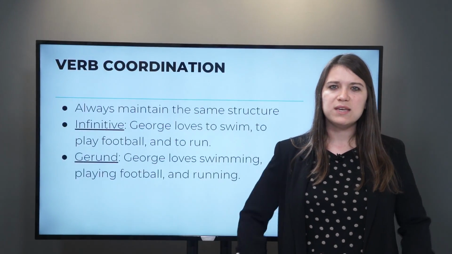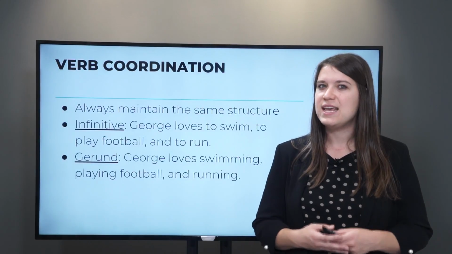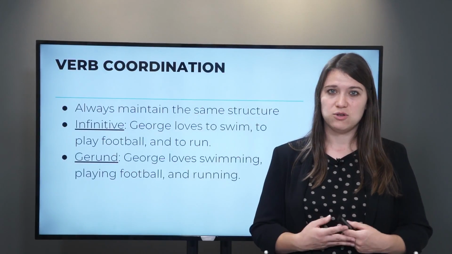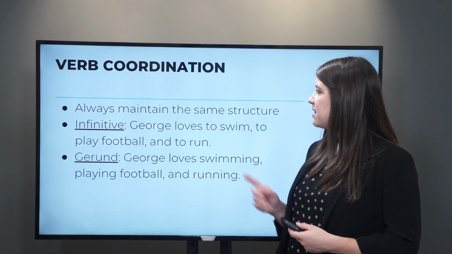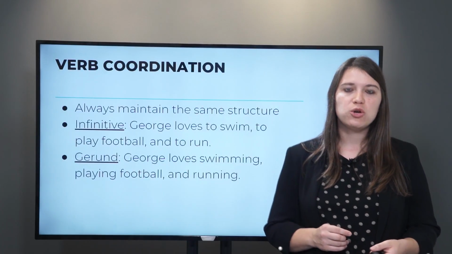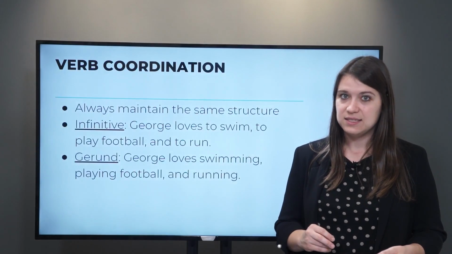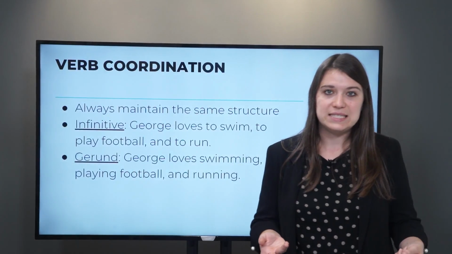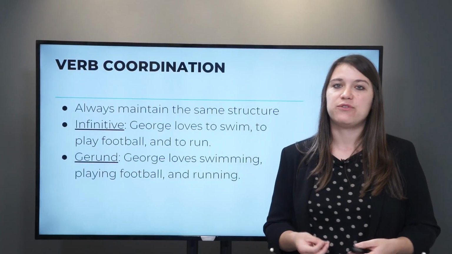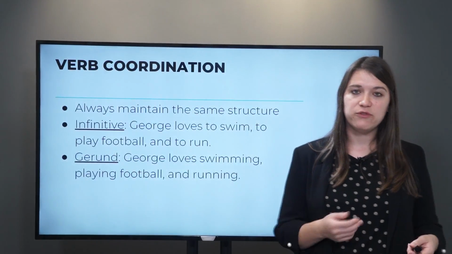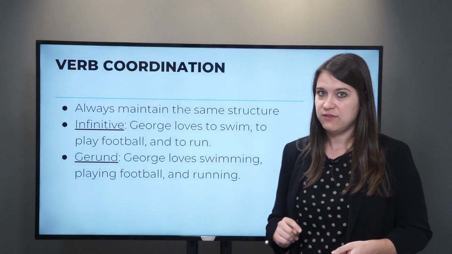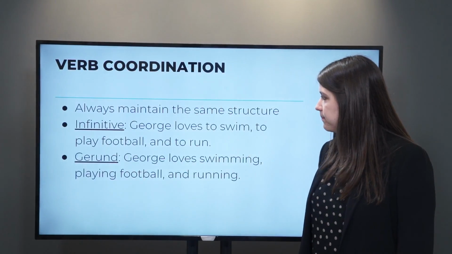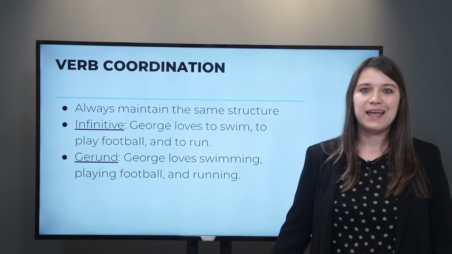Okay, this is really important to sound fluent in English and to write correctly. We need to always maintain in the sentence the same structure. So let me show you two different sentences, but the meaning is the same, but they have a different verb tense, and they maintain the verb tense throughout the sentence. The first one is in the infinitive. George loves to swim, to play football, and to run.